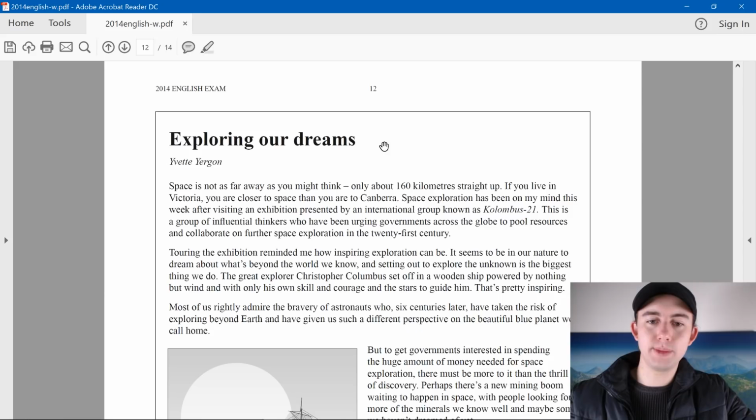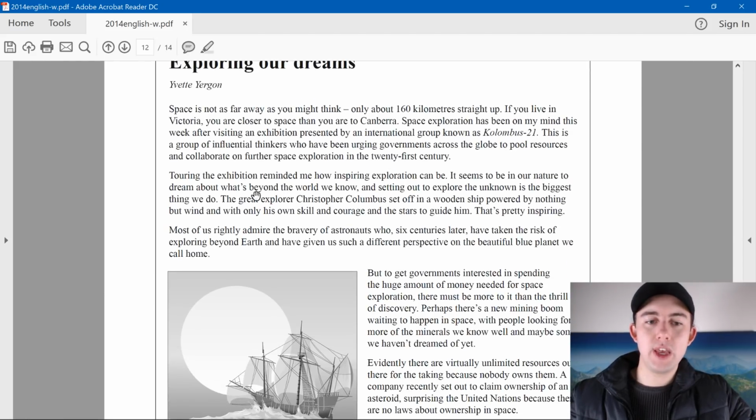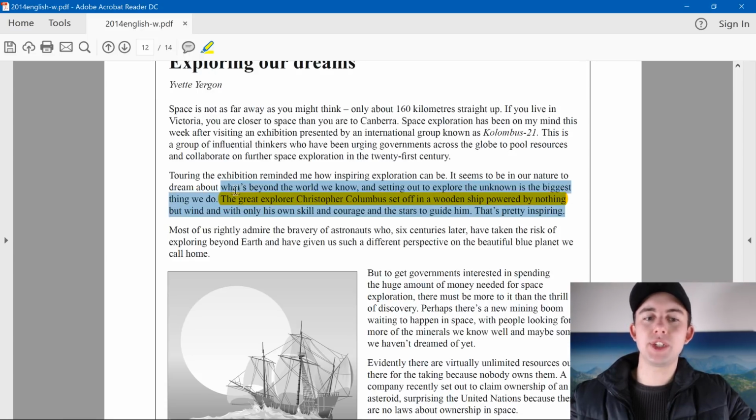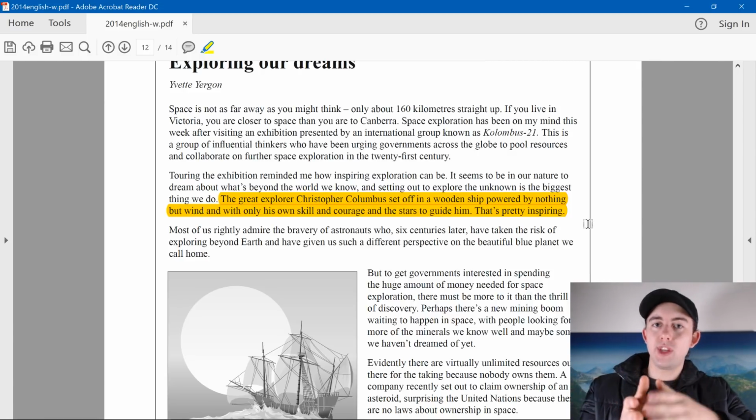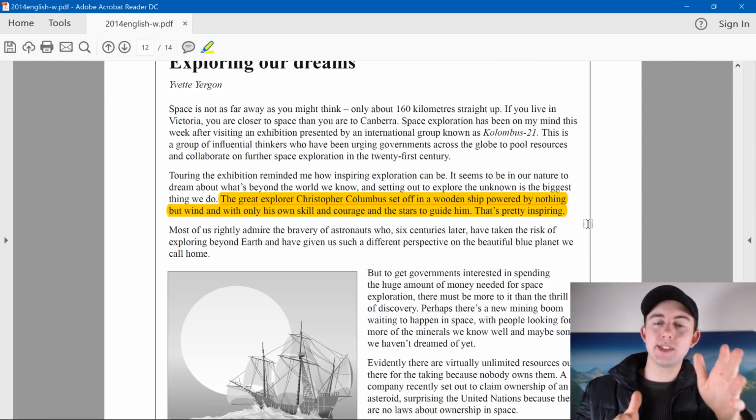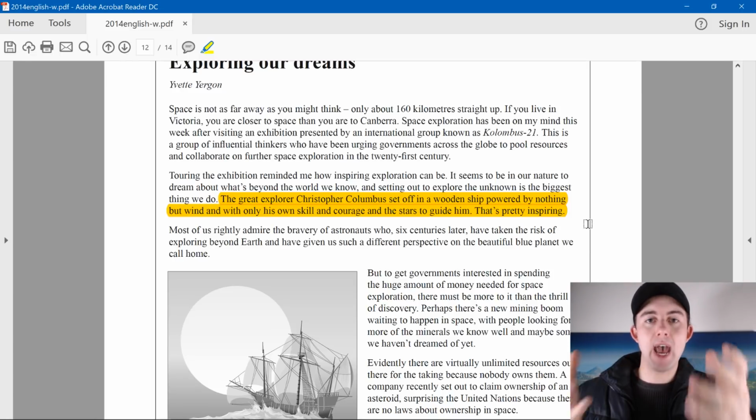We're going to look at one part here where Yvette Jürgen refers to Christopher Columbus. She pretty much says that the way Christopher Columbus explored is very inspiring, and therefore we should adopt those values in exploring space. So I want to talk you through the difference between a 6 out of 10 analysis and a 10 out of 10 analysis, and how it differs.